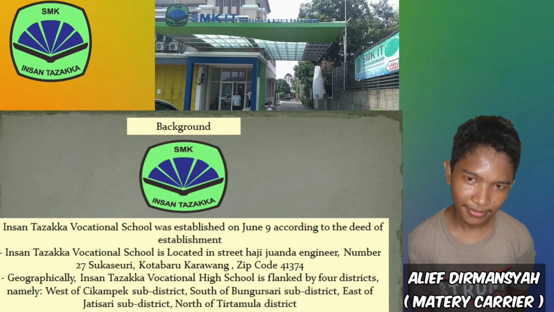SMK Santa Zaka was established on June 9 according to the date of establishment. SMK Santa Zaka is located at Street Haji Juanda Engineer, number 27 Sukasari, Kota Baru Karawang, zip code 41374. Geographically, Santa Zaka Vocational High School is framed by 4 districts, namely west of Cikampek Sub-District, south of Bungosari Sub-District, east of Jatisari Sub-District, north of Tirtamulia District.